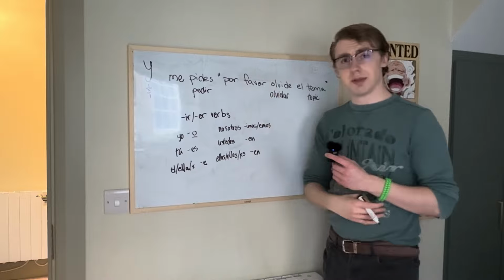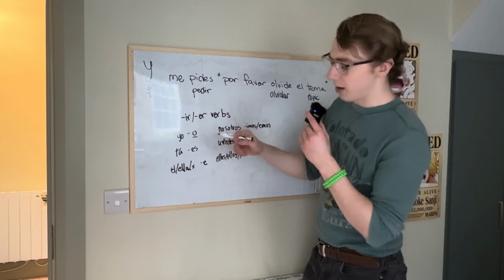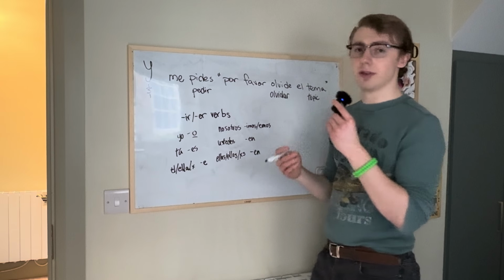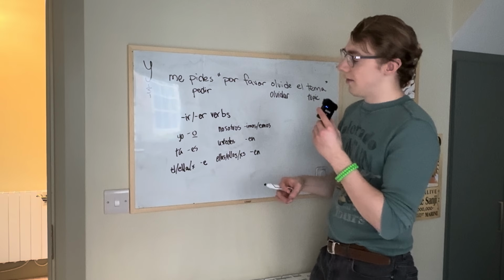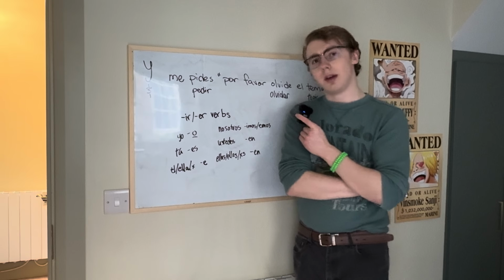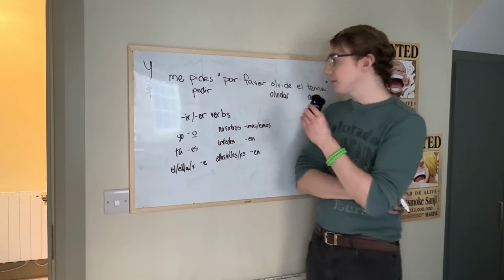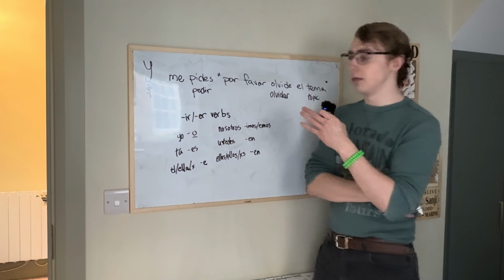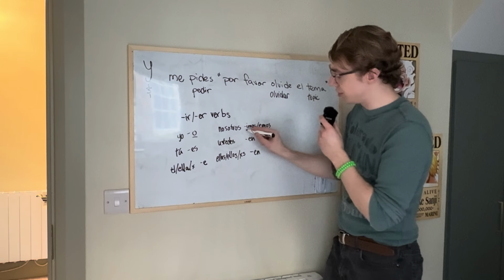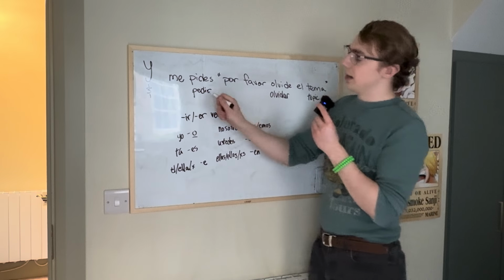ER and IR verbs are going to look a little differently than AR verbs. So for I, it's the same. So if I were to say, I ask you, yo te pido. If I were to say, you ask me, tú me pides, or me pides. If he or she asks me, it's él o ella me pide. If we ask, nosotros pedimos. Notice it's pedimos, not pedemos, because it's an IR verb.